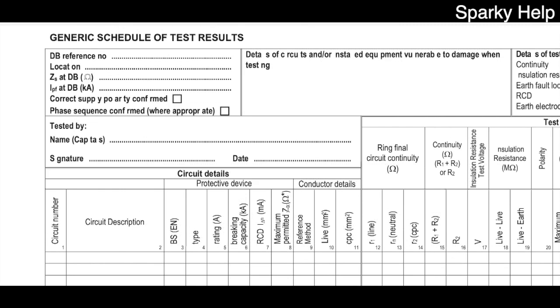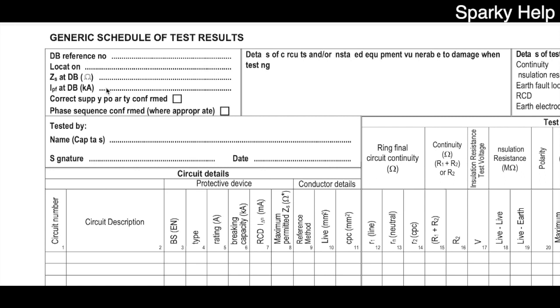And this is the schedule of test results, and therefore this is where you put the fault current for the distribution board. So obviously if this is your distribution board at the origin, then this fault current here will be the same as the one on the characteristics of supply because it's at the origin as well. But they just refer to it slightly differently. They say IPF at the DB because in installations you have more than 1 DB, the chances are. And also they refer to it as the Zs at the DB. But if this distribution board is at the origin, then this Zs, the Zdb, will be the same as the Ze on the characteristics of supply.